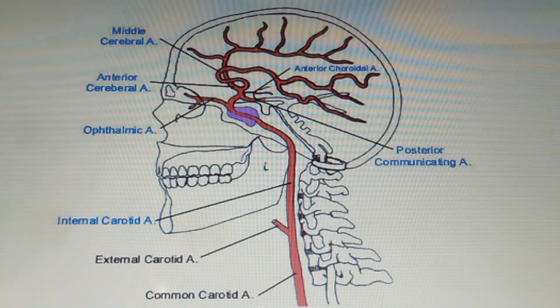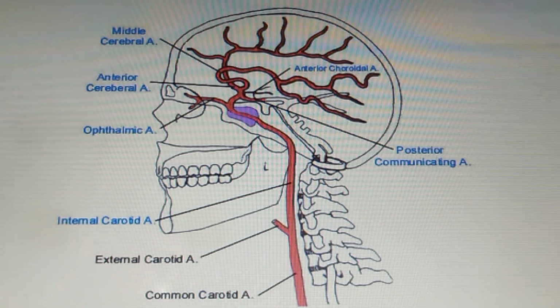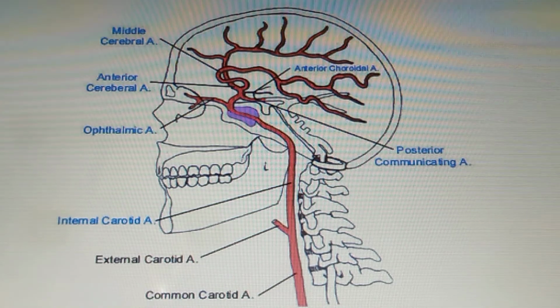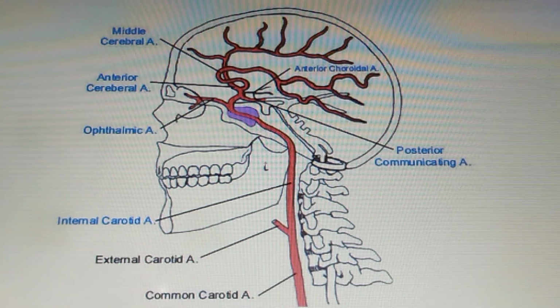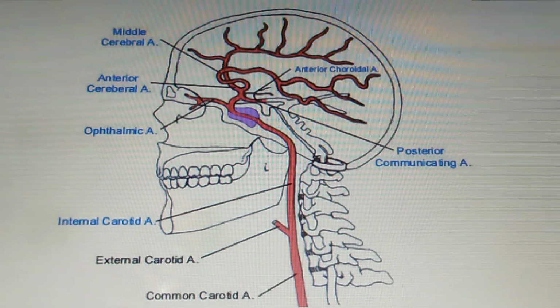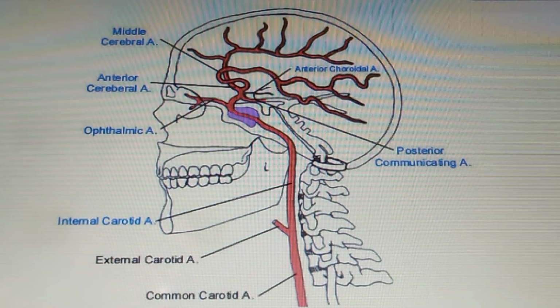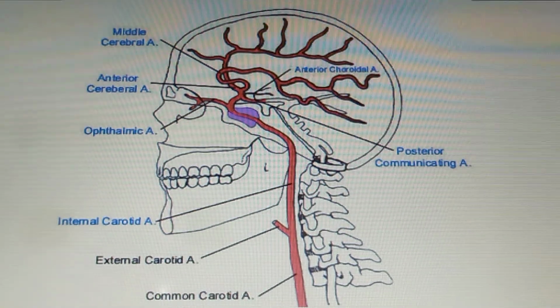The posterior communicating artery passes posteriorly across the crus cerebri to join the posterior cerebral artery and helps to complete the arterial circle, right? This posterior communicating artery is helping in forming the circle of Willis. It gives branches to the crus cerebri, optic tract, hypophysis and hypothalamus.